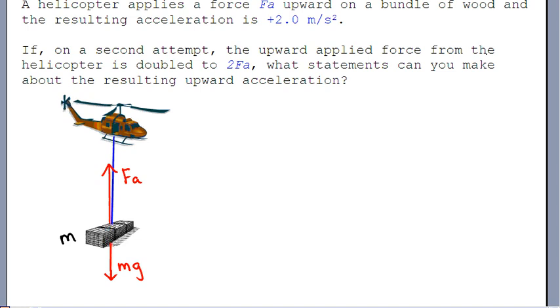All right, we need a physics relationship that deals with forces and helps us find acceleration. Easy. That's going to be F net equals ma. That's what this whole first chapter has really been about. So I look at the picture to figure out what the net force is. The picture tells me that the net force is FA minus mg, and that's making that mass, that bundle of wood, accelerate.